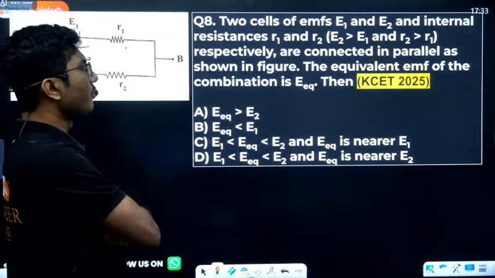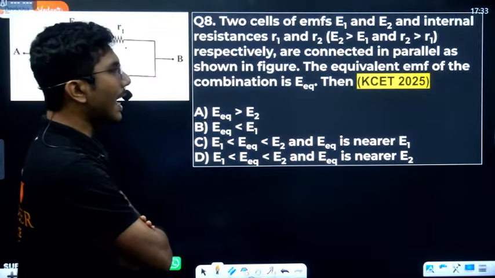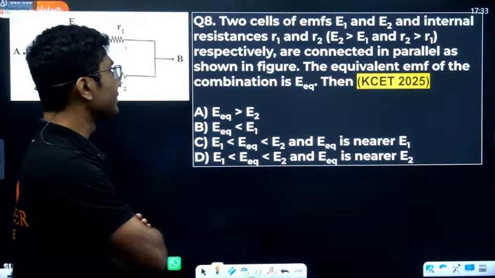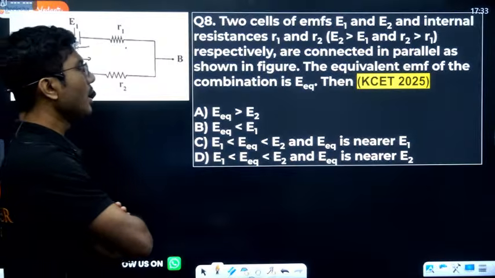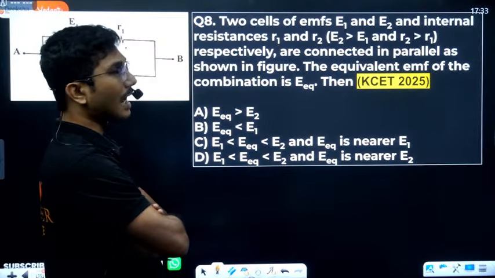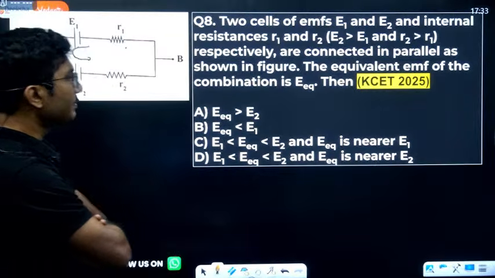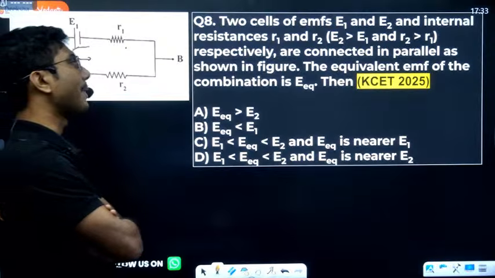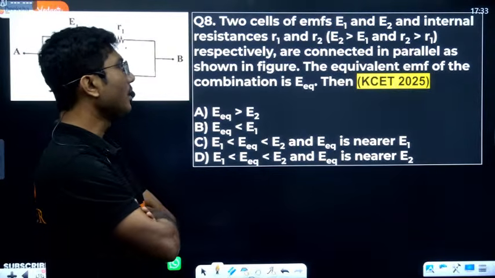Two cells of EMFs E1 and E2 and internal resistances R1 and R2, with E2 greater than E1 and R2 greater than R1 respectively, are connected in parallel as shown in the figure.